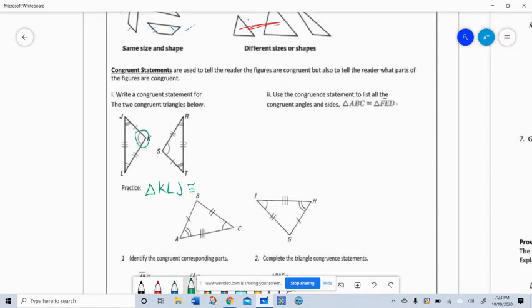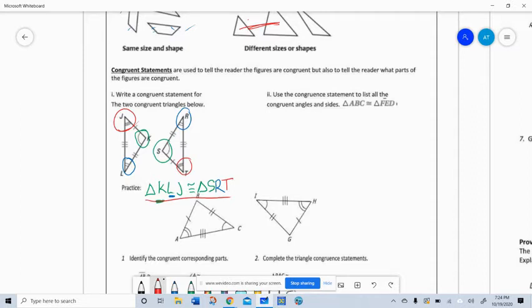So for instance, I picked K to be first, and the angle that's the same as K is S. So I need to make sure that if I put K first here, I put S first here. Similarly, if I put L second, then I need to make sure the angle that's congruent to L, which is R, is second over here. And if I put J last, then I need the angle that's congruent to J, which is T, last over here. Okay, now this is one congruence statement that I could write.